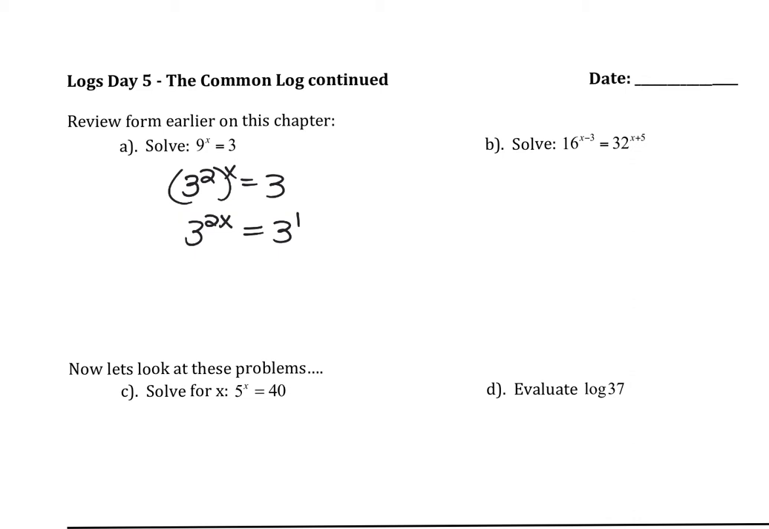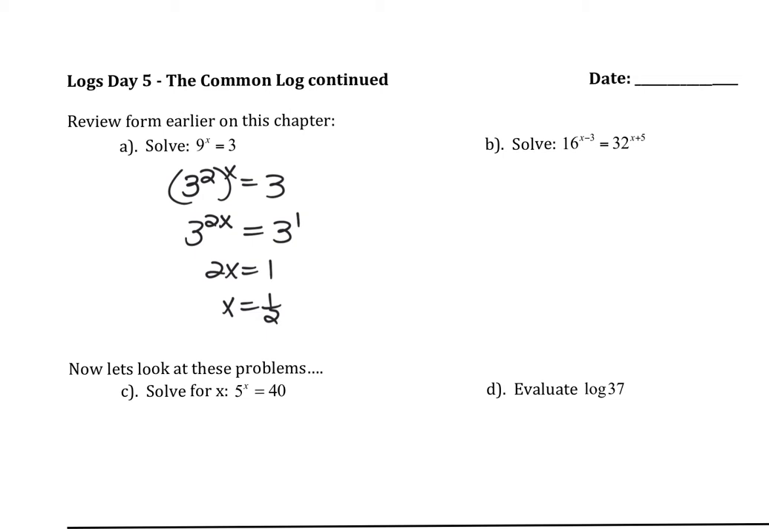On the right, there's an understood exponent of 1. And once we have that, we can see that we have what's called the property of equality. Bases are the same. We can set the exponents equal to each other and then solve for x. So in this example, x would be 1/2.